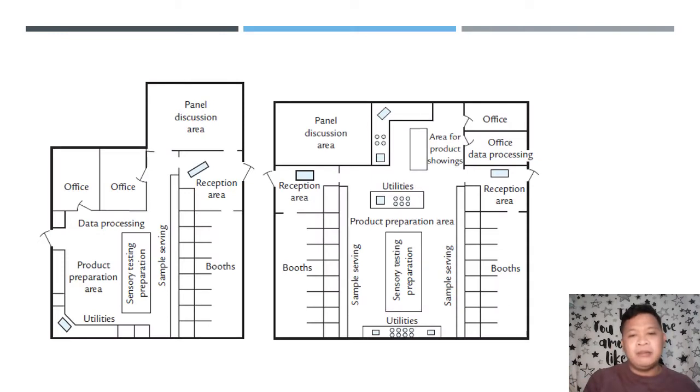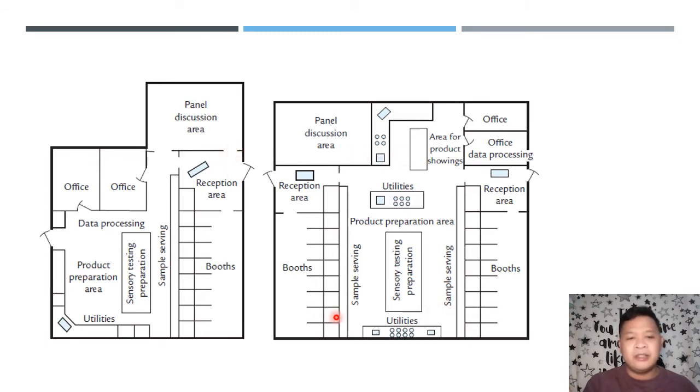So here are other examples of sensory evaluation areas. Take note that they involve not just the booths where the panelists make their judgments, but also the kitchen type preparation area where you cook, hold and serve your samples. So it's separated by a wall with sample pass-through holes. There's an office area usually for data processing, and the panel discussion area, which you may use for focus group discussions or descriptive sensory evaluation testing.